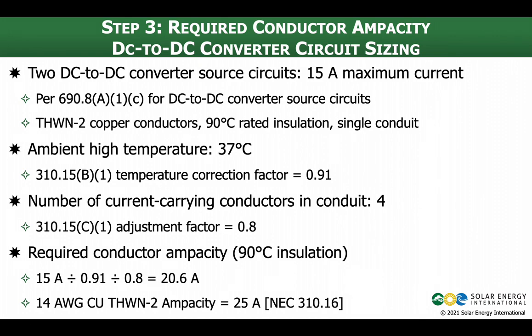Take the maximum circuit current, 15 amps, divided by 0.91 for our temperature correction factor, divided by 0.8 for the 4 current carrying conductors in conduit. We need a conductor with a rated ampacity of 20.6 amps. We go to table 310.16 in the NEC, and we can see that a 14 AWG THWN-2 copper conductor with 90°C insulation is rated at 25 amps, so that would be sufficient based on these calculations.